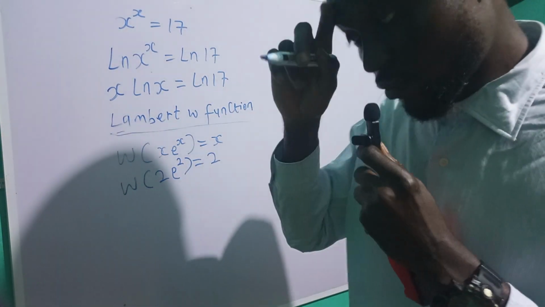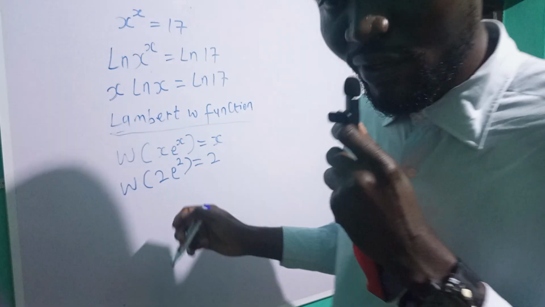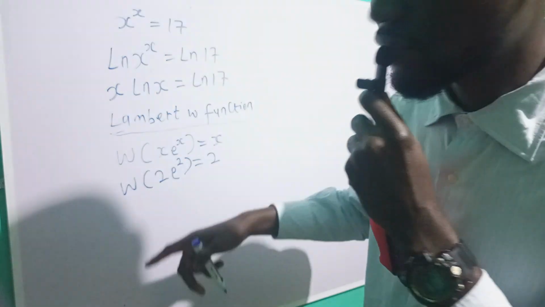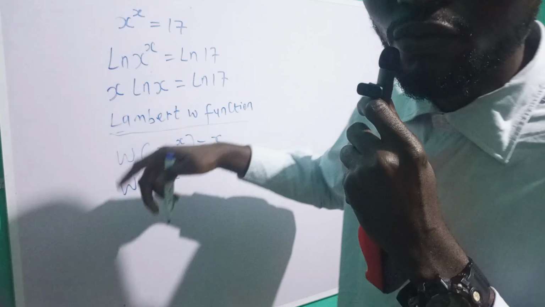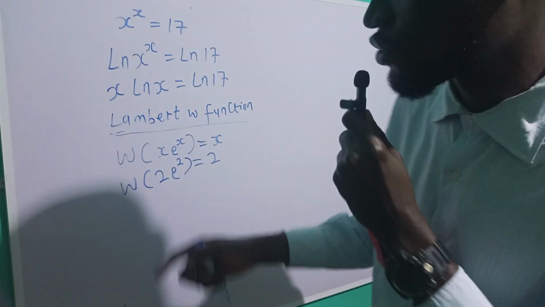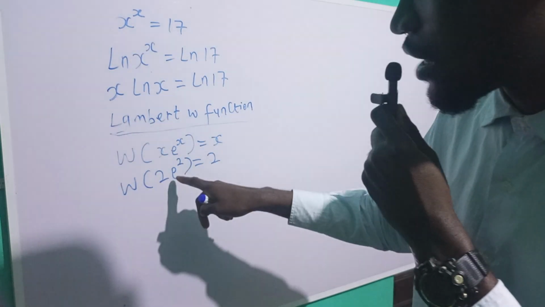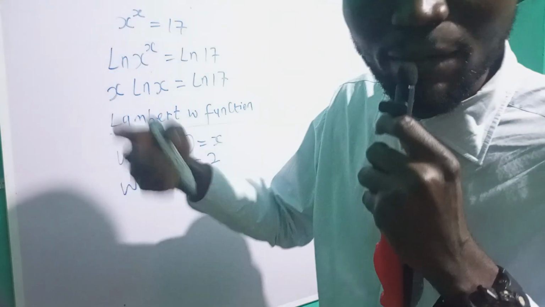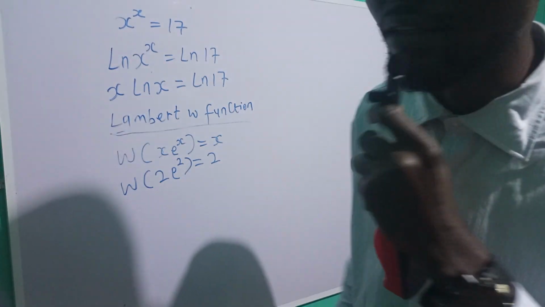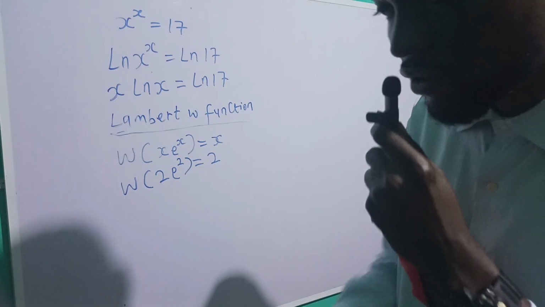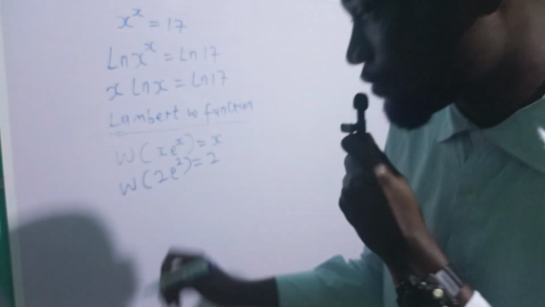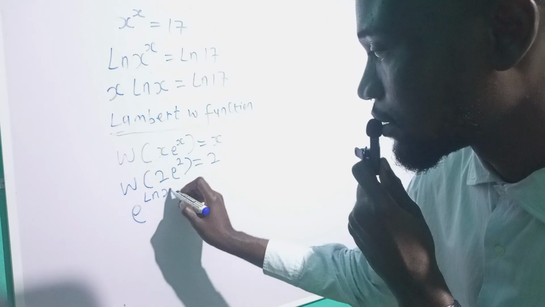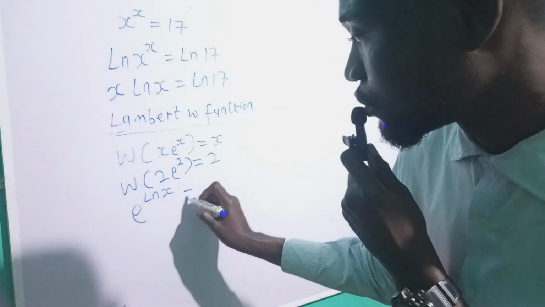But how can we now introduce e into this equation so that we can apply the Lambert W function, because we have ln here and we have e here. So we need to introduce e into this equation so that we can apply the Lambert W function properly. So let me show you something. Do you know that if you have e raised to power ln x, this is equal to x?